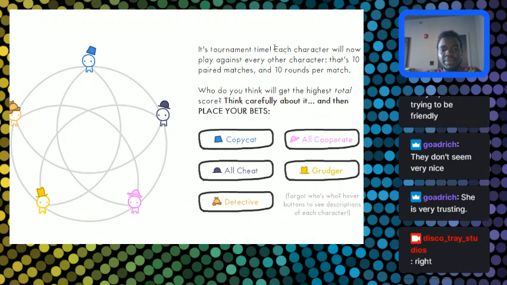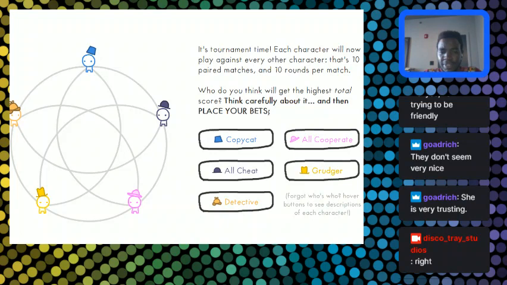It's tournament time. Each character will now play against every other character. That's 10 paired matches and 10 rounds per match. Who do you think will get the highest total score? Think carefully about it, and then place your bets.